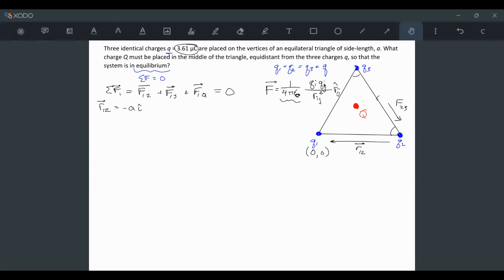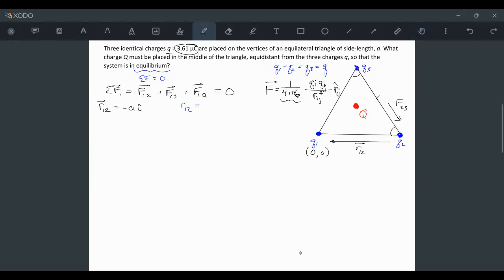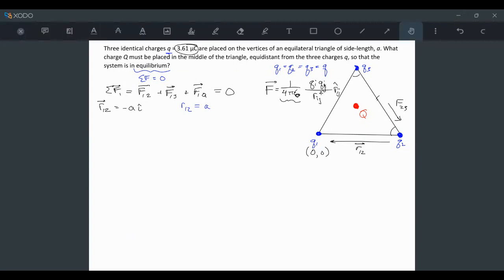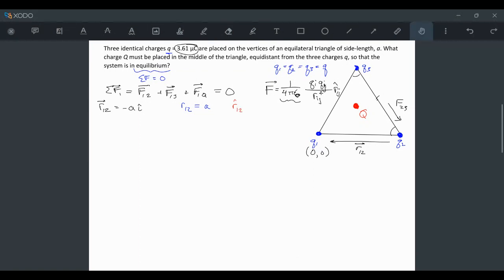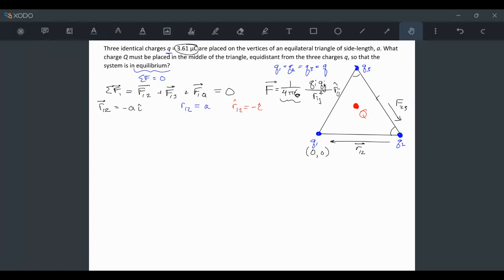To keep this organized, I'm going to switch colors frequently. The next thing we're going to figure out is the length of this vector. R12 is just the length because there's only one coordinate. It's very straightforward. It's just A. And lastly, if we take our vector and divide it by its length, we get the unit vector. This is just equal to minus i hat. This is a good place to start because I don't think you need to do any calculations to figure these out. The next one's perhaps not so easy, so let's do it.